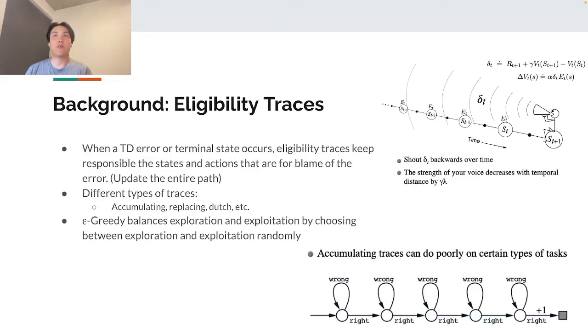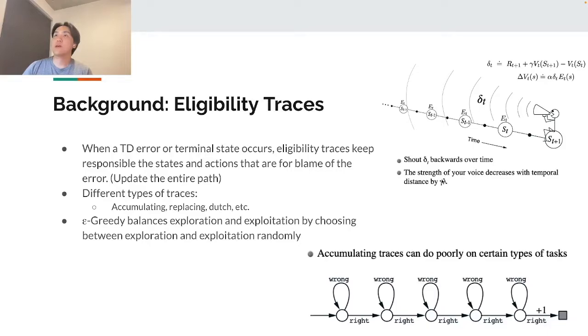So here's a little bit of background about eligibility traces, since this is a main component of Q lambda learning. When a TD error or a terminal state occurs, eligibility traces keep responsible the states and actions that are to blame for the error or the reward. And using these traces, we update the entire path simultaneously. Where Q learning only updates the most previous step, eligibility traces can explore a bunch of states and then update them at once. In this picture on the right, we can imagine an agent reaching a state after many steps, and then updating, well, we can call this backing up all the Q values and updating the Q function, or the Q table.